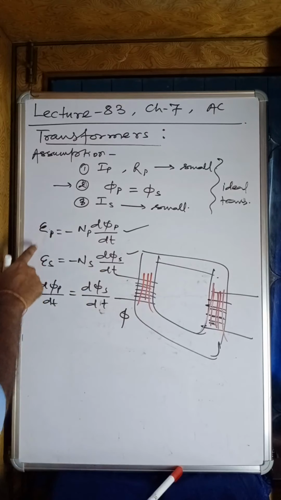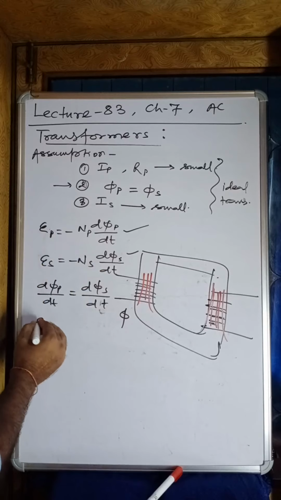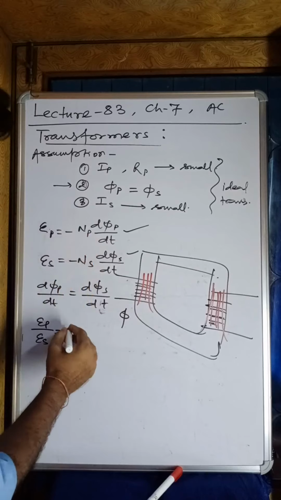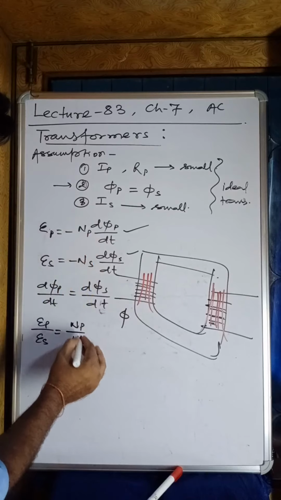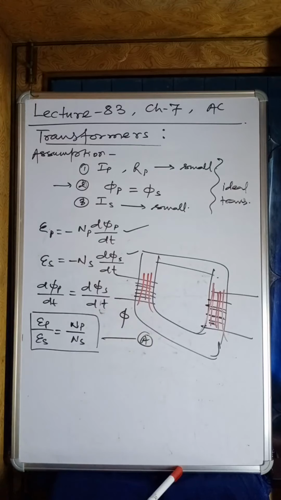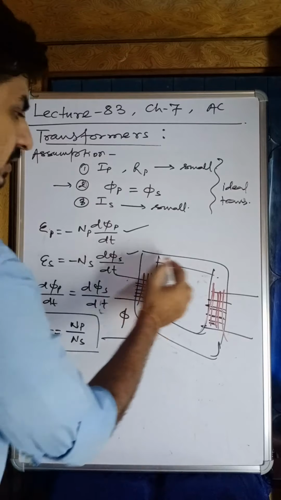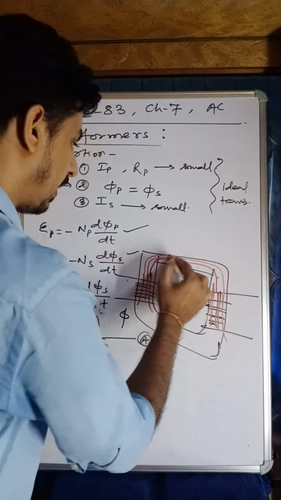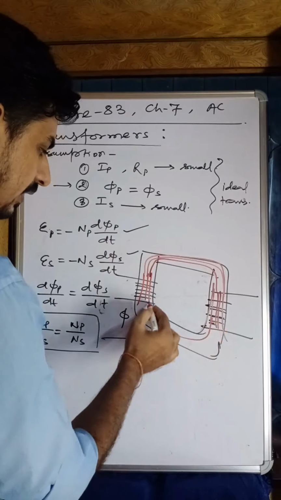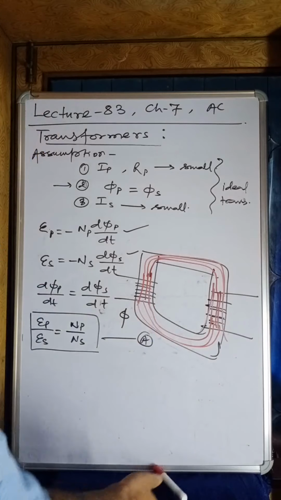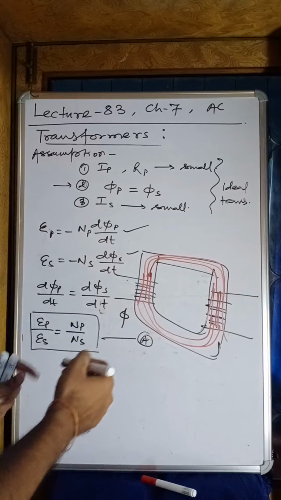My dear students, if we take the ratio of these two, what will we have? EP over ES equals, the minus signs cancel out, NP over NS. I hope you understand. Suppose this is our equation A. Now my dear students, how is the flux actually linked with the coil? The soft iron core helps to provide the path for this flux, and completes the path using the soft iron core, which is a ferromagnetic substance.